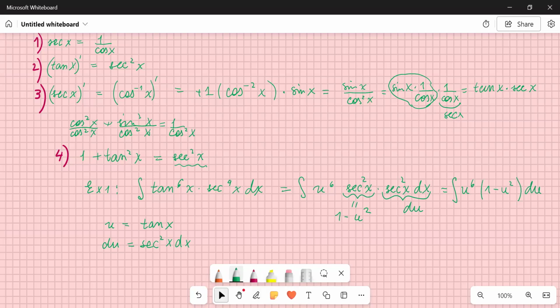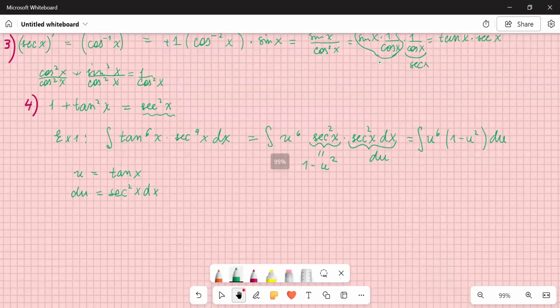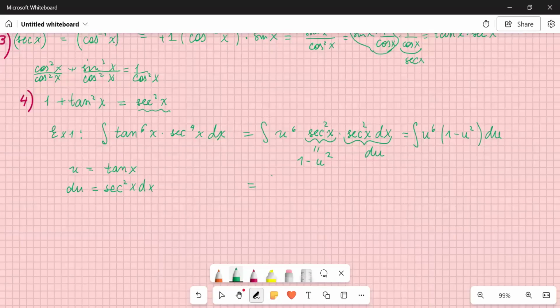Also a polynomial, it's easy to integrate. So I'm going to continue over here. So I have the integral of u to the power of 6 minus u to the power of 8 du, which is going to give me u to the power of 7 over 7 minus u to the power of 9 over 9. And if I go back to my original tangent variable, I'm going to have tangent of x to the power of 7 over 7 minus tangent of x to the power of 9 over 9 plus a constant. So not difficult, right?